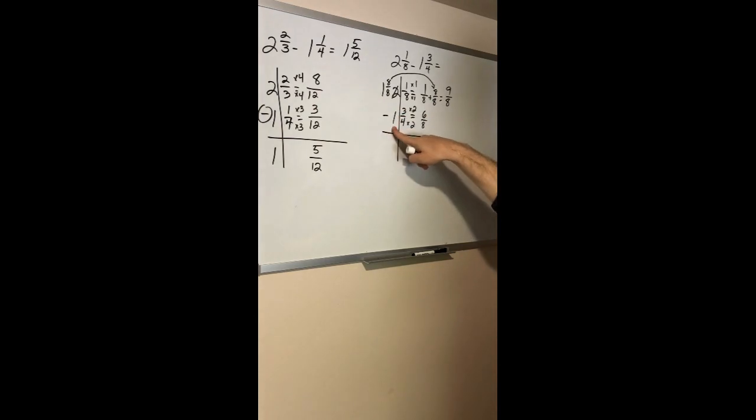1 whole minus a whole, no wholes or 0 wholes. So the answer is 3/8.